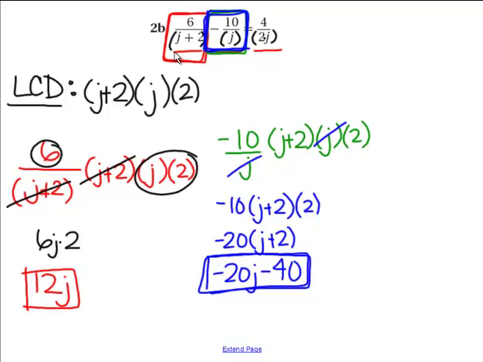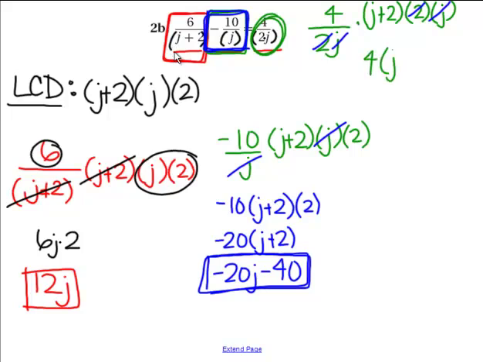We have one more fraction that we have to do this with. So let's make this one green. I'm going to write it up here. We're kind of running out of room. 4 divided by 2j needs to be multiplied by the LCD, which is j plus 2 times 2 times j. And a couple things cross off here. The 2's cross off, but then also the j's cross off. So I end up with 4 times j plus 2. If we simplify that, we get 4j plus 8.